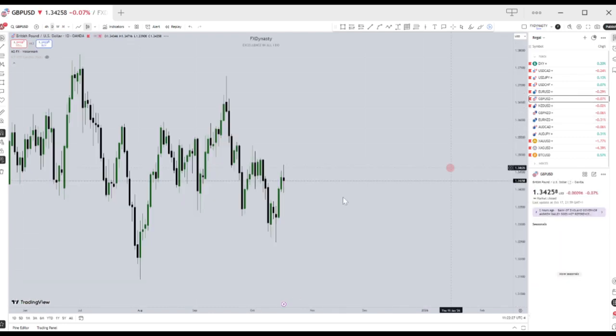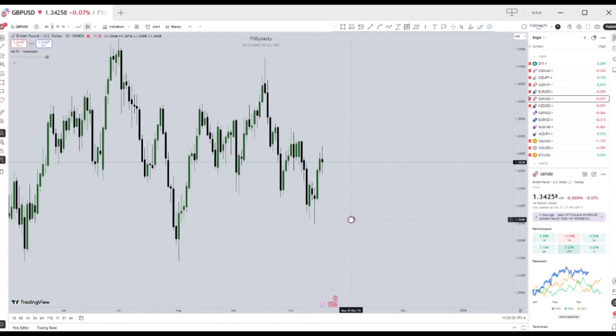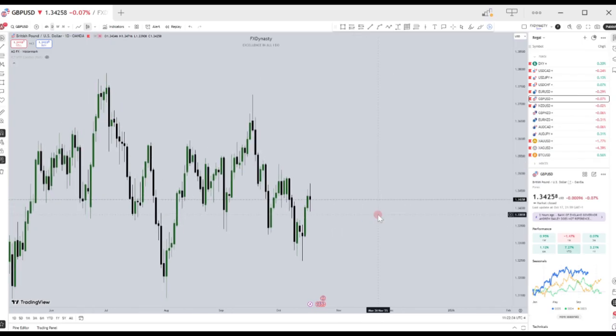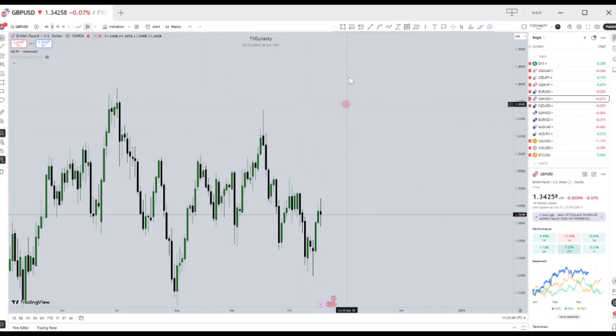So GBPUSD, there is no need to go to the other time frame. I'll just use the daily time frame, since it's almost the same with EURUSD. But what we have here, EURUSD took out this high, why GBP didn't? So this is SMT.